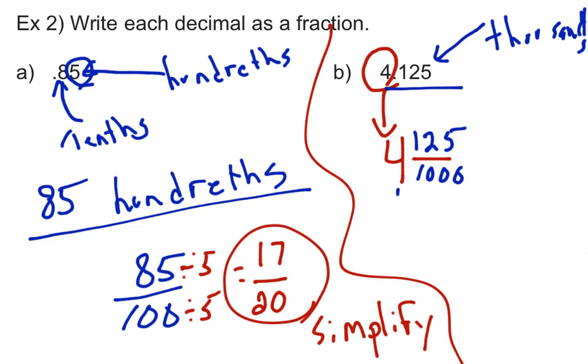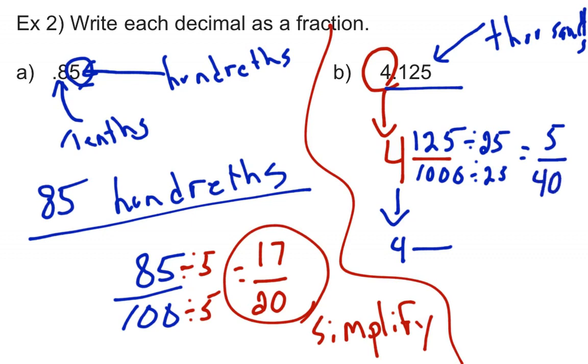Again, I know my whole number doesn't change. It's still going to be a 4. The 125 over 1,000, I'm going to divide. Well, I know 25 goes into both of them. When I do that, 125 divided by 25 is 5, and 1,000 divided by 25 gives me 40. They still end in 5 or 0, so I can reduce again. Let's divide by 5, giving me 1/8. So the 0.125 became 1/8. The whole number was a 4. Final answer is 4 1/8.